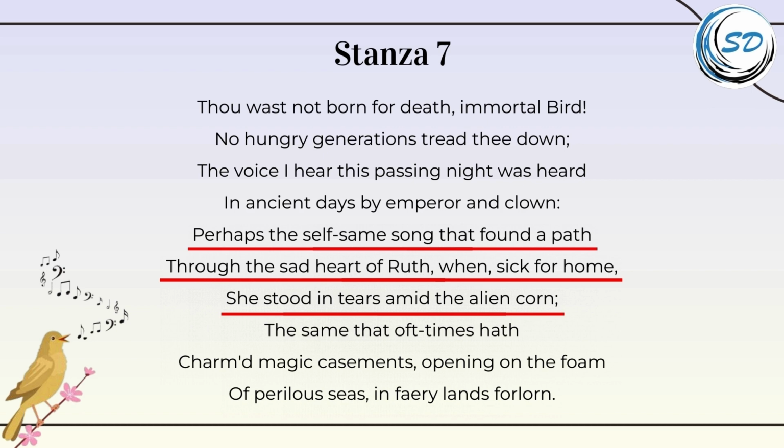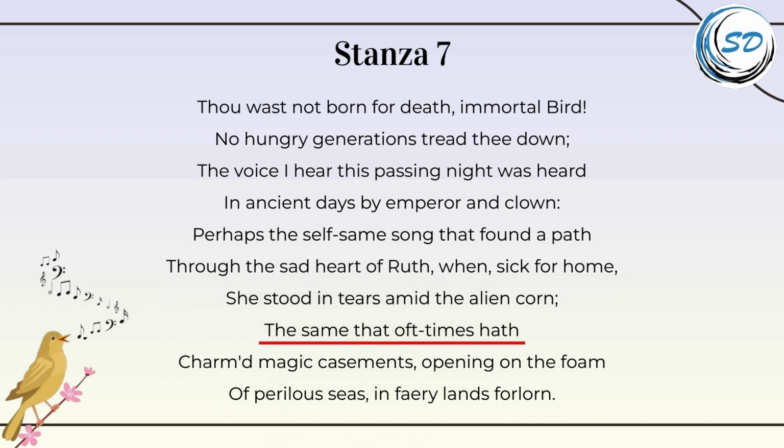This reference connects the Nightingale's song to themes of longing, solace, and the universal human experience of displacement and nostalgia. Furthermore, the same song may have enchanted listeners in the past, leading them to daydream of magical and fantastical realms. Keats suggests that the Nightingale's song has the power to transport people's imaginations to distant and enchanting worlds, evoking a sense of wonder and escape from the mundane realities of life.